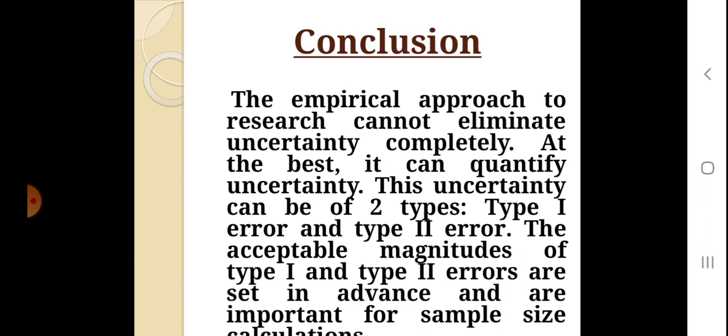This uncertainty can be of two types. One is type 1 error, meaning falsely rejecting a null hypothesis, and type 2 error means falsely accepting a null hypothesis. So the acceptable magnitudes of type 1 and type 2 errors are set in advance, and are important for sample size calculation.